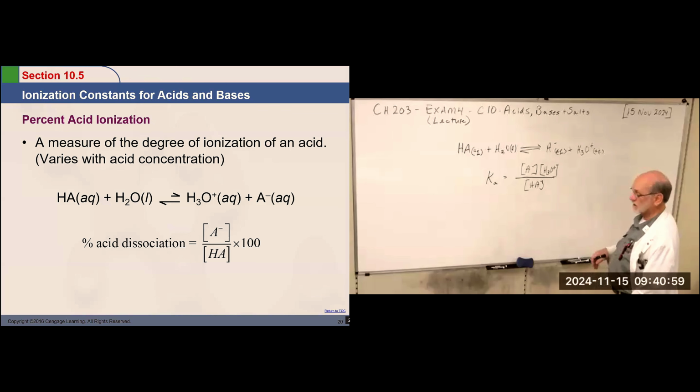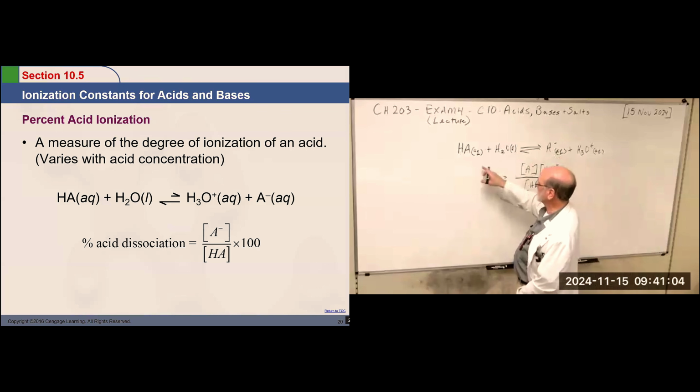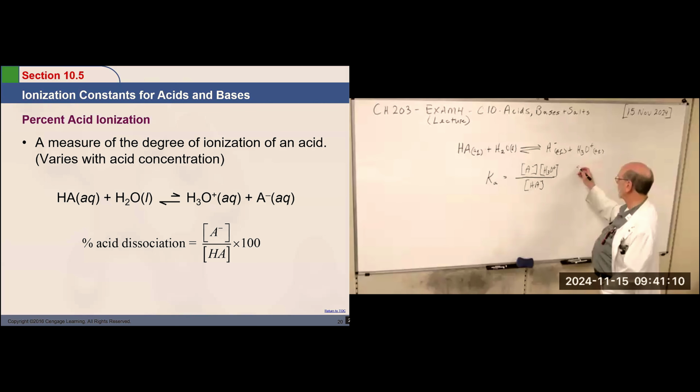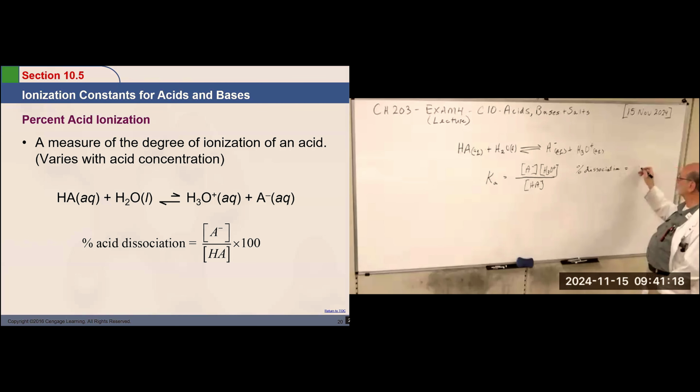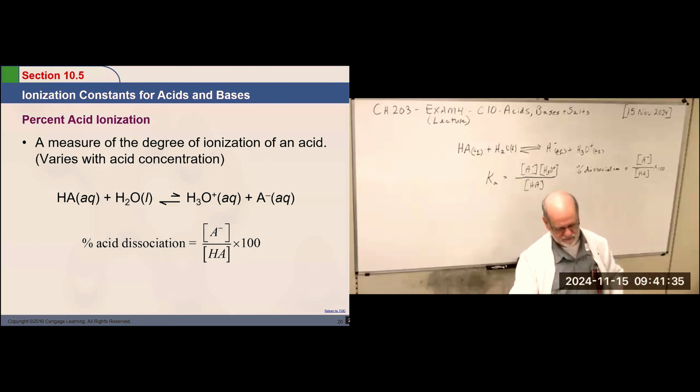Another way of expressing this is in terms of the ratio of this value to that value, right? Percent dissociation. So percent dissociation is simply the concentration at equilibrium of the conjugate base divided by the acid concentration times 100. Okay. Two ways to express the outcome of the reaction.